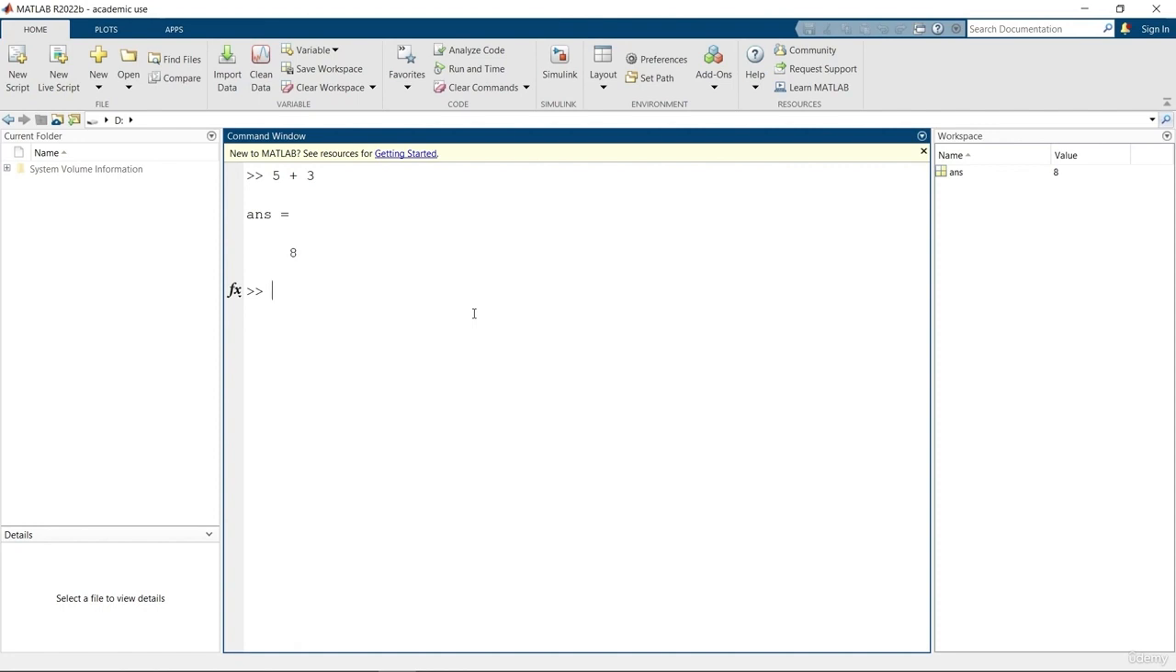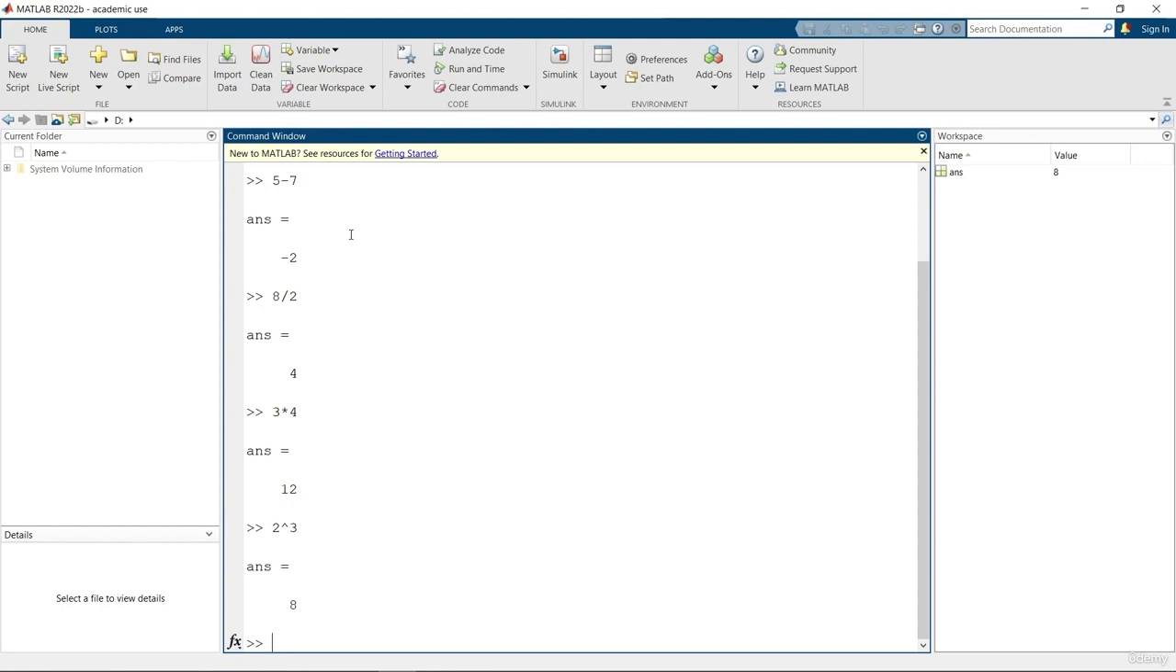After typing the operation, we press the enter key and MATLAB will show us the answer. In this case, 5 plus 3 equals 8. We can also perform other types of arithmetic operations, such as subtraction, for example, 5 minus 7 equals minus 2, divisions, 8 divided by 2 equals 4, multiplications, 3 times 4 equals 12, or powers. 2 to the power of 3 equals 8.